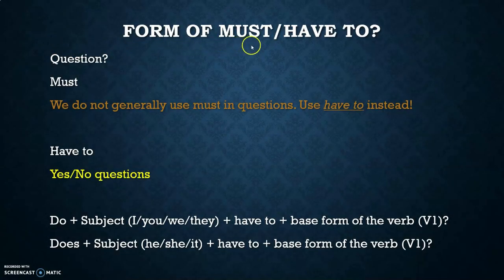What about the question forms of must and have to? We don't generally use must in questions, so please use have to in questions instead of must. While making yes-no questions with have to, we use do at the beginning of the sentence with the subjects I, you, we, or they. And after the subject, we use have to, which is followed by the base form of the verb, that is, verb 1. However, with the subjects he, she, or it, we use does at the beginning of the sentence as the auxiliary verb, and the rest of the sentence is the same.